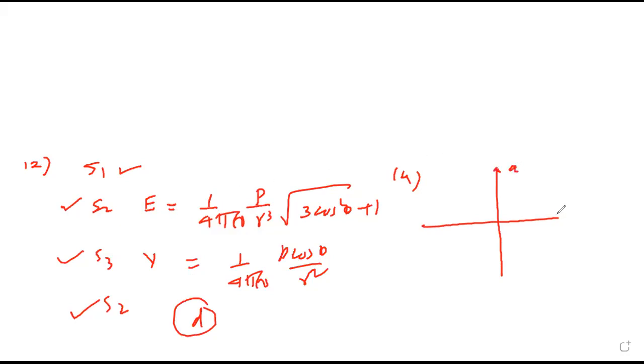This is A. This point is B, C, D. Charge is plus Q, charge is minus Q. Four points A, B, C, D are set at equal distance from the center of the dipole. The magnitude of electrostatic potential at A, B, C, D will satisfy the condition.